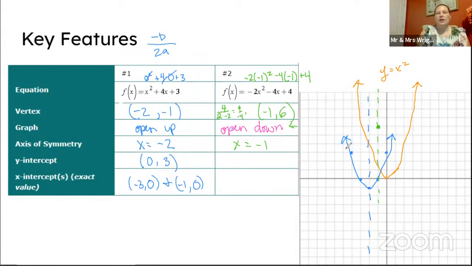Now, where is my y-intercept? To find my y-intercept, I need to plug 0 in where x is. So I'm going to put -2 times 0 squared minus 4 times 0 plus 4. That's 0, that's 0, so we've got 4. Y is 4, x is 0, so (0, 4). 0, 1, 2, 3, 4. These are all right on top of each other, aren't they?